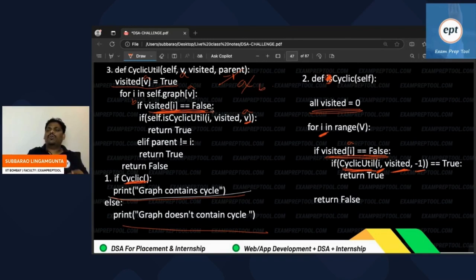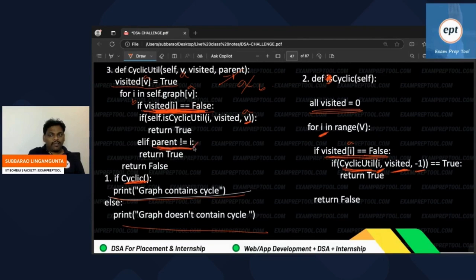It keeps on updating. Some point of time, what happened is visited of I is equal to false. If false, you will call recursion. If it fails, it means visited. So if it is visited, come here. Then check parent, right? Parent not equal to I. Parent is not I, check. It is already visited, right? Parent is the previous one.